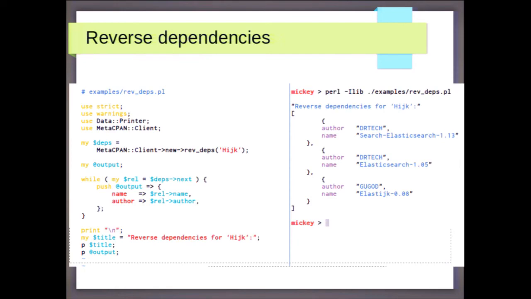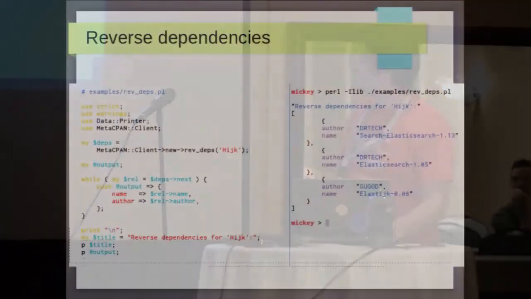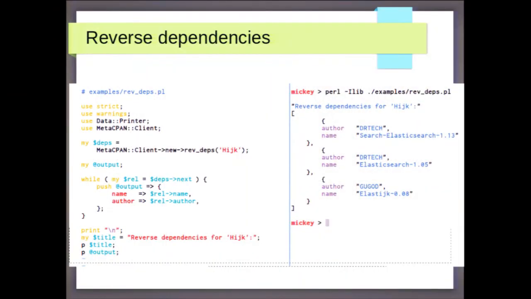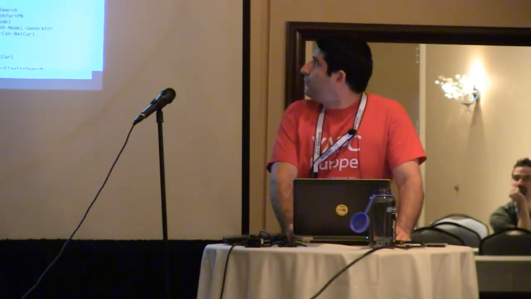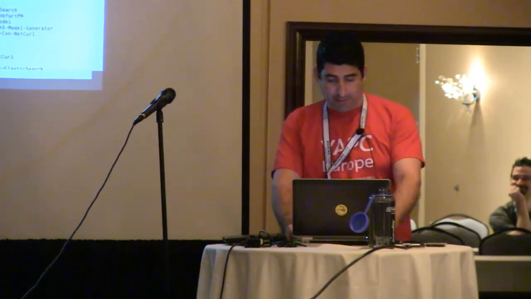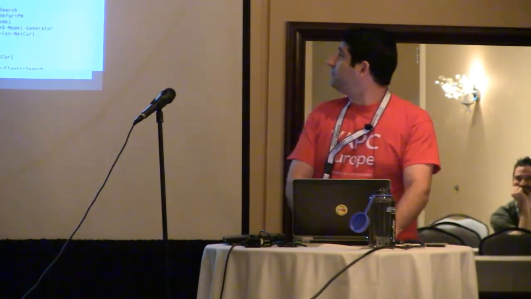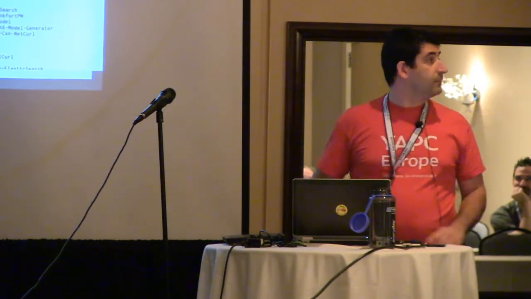More interesting examples. Reverse dependencies. This is how easy it is to do reverse dependencies. You just call the method reverse dependencies on the module name, and you will get all the reverse dependencies, which will come back as a release object, which you can pull a lot of stuff out of. You can do a recursive one.